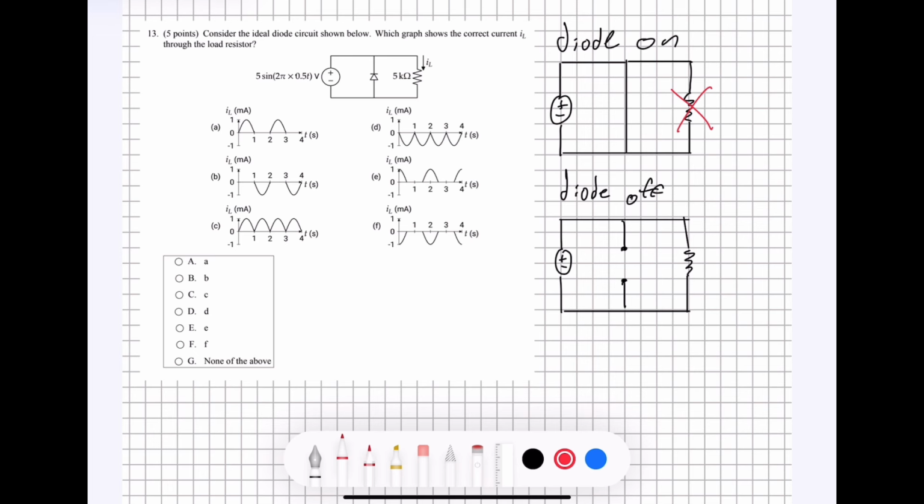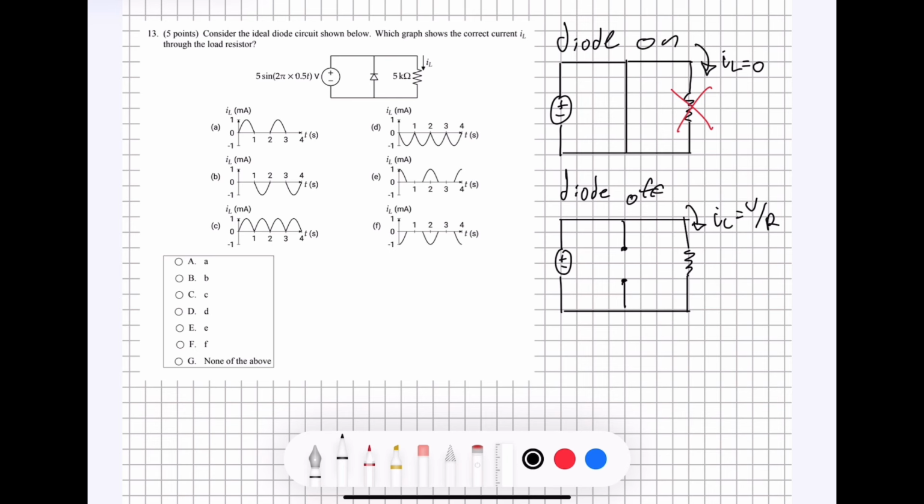There's not going to be any current flowing through here, which means IL at this point is going to be equal to 0. When the diode is on, there is no current, and IL is 0. So then in this circuit, all of the current is going to be flowing through the resistor because obviously it can't flow through the open circuit here, which means that IL is going to be equal to the input voltage divided by resistance according to Ohm's law.